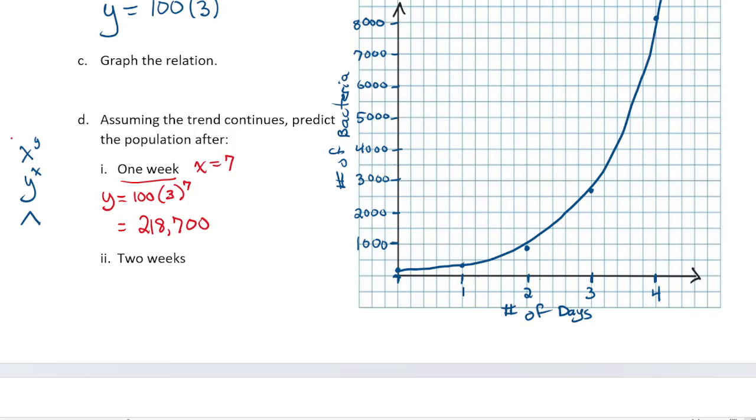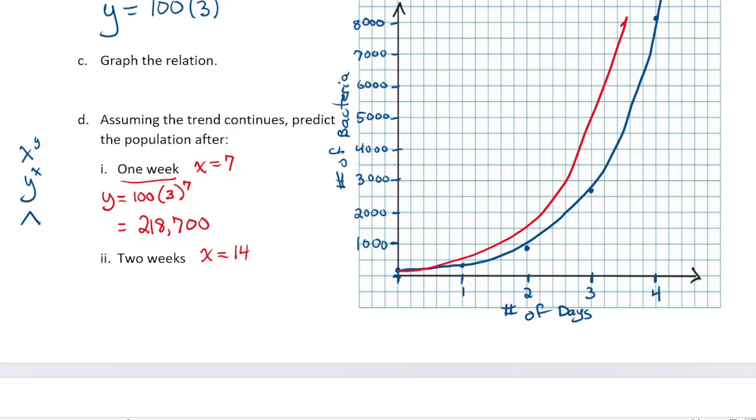And then for 2 weeks, x is going to be equal to 14. And then it's always good to make a little sort of guess, right? If this was linear, if I double the time, I'm going to double the population. So it would go up to about 536,000, 537,000. But we can see as this graph goes, it goes up faster and faster and faster.